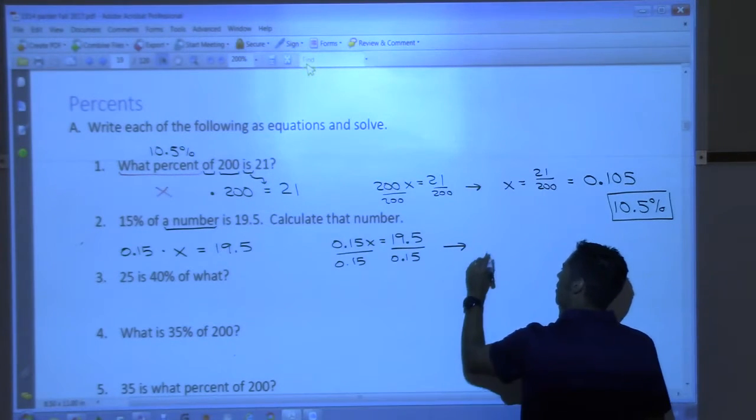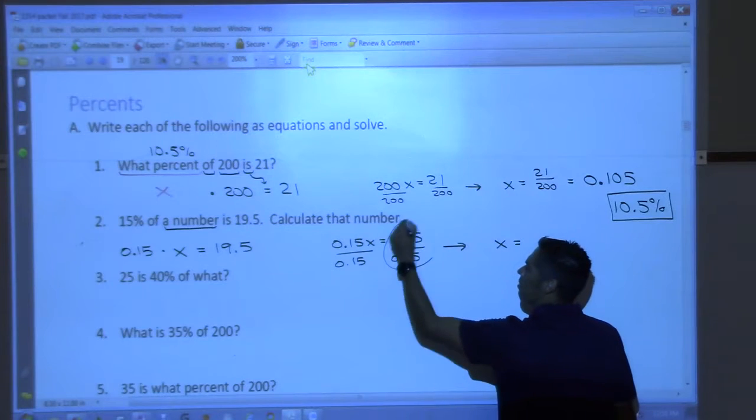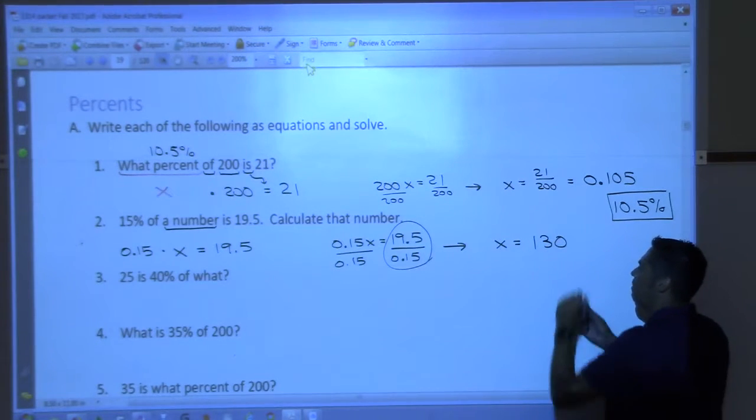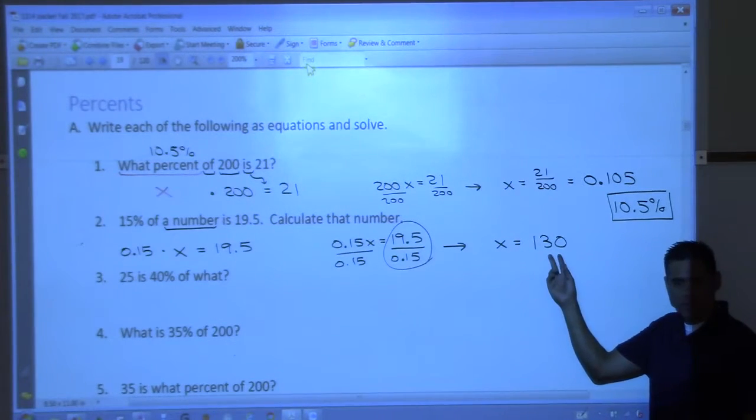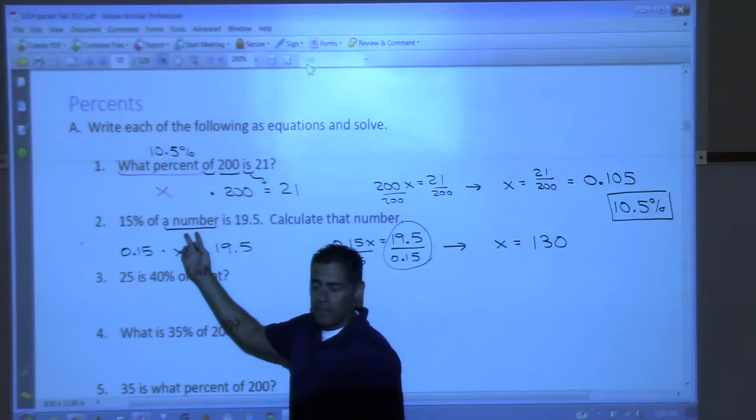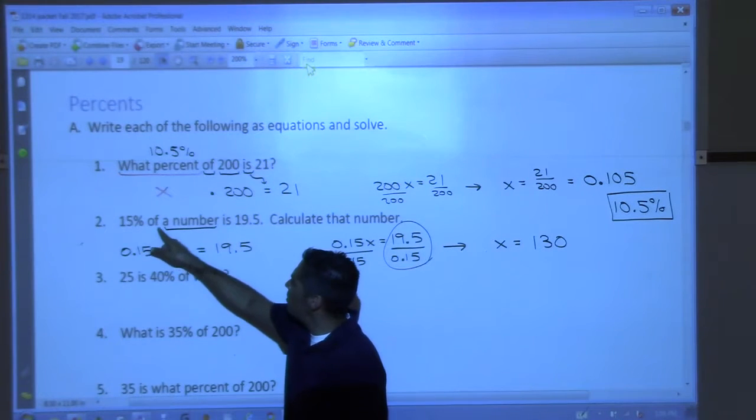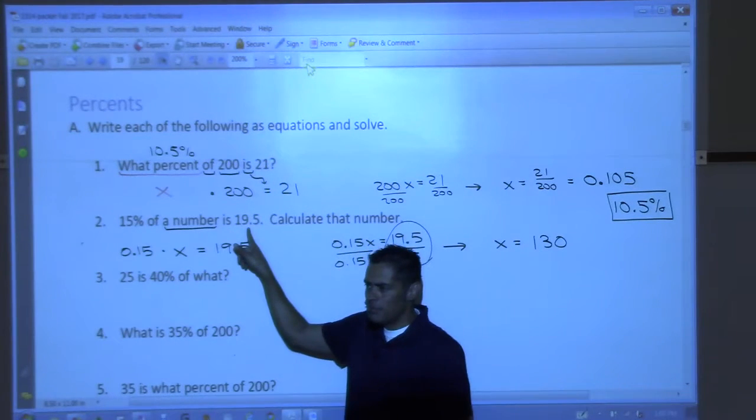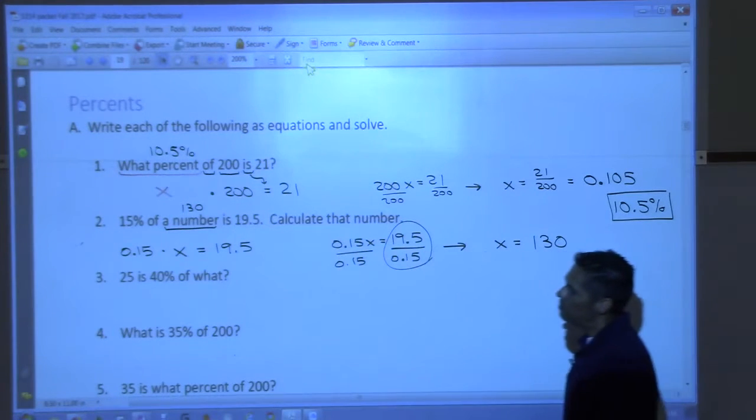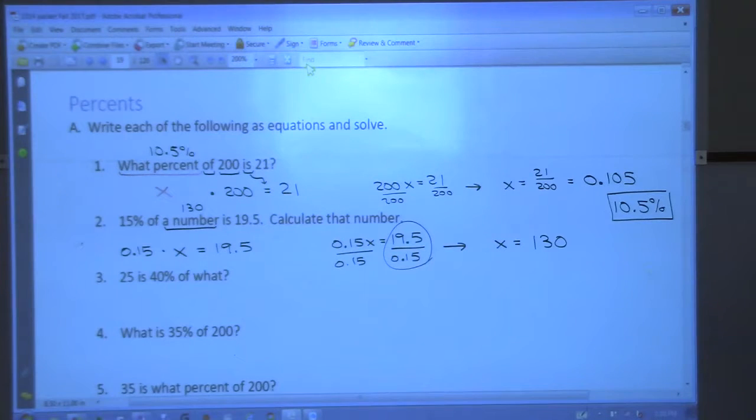Do that on your calculator. We should get a pretty big number. 130. Do I need to convert this to a percentage or do anything with this? No, because that's supposed to be just a number. And we could check it. Is 15% of 130 19.5? Well, I feel good about that. 15% of 130 is 19.5.